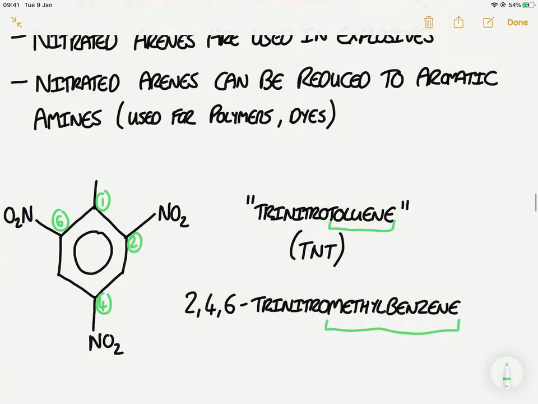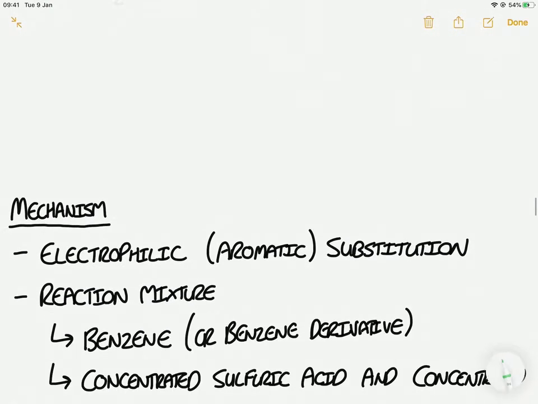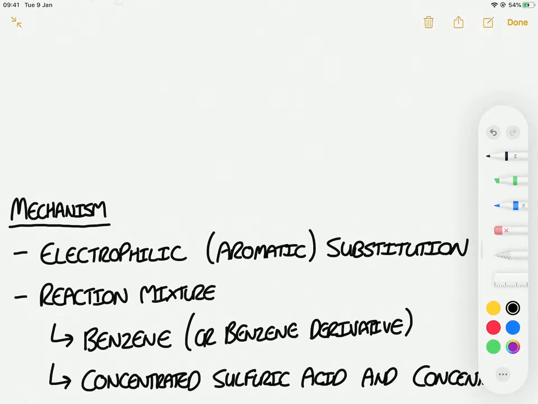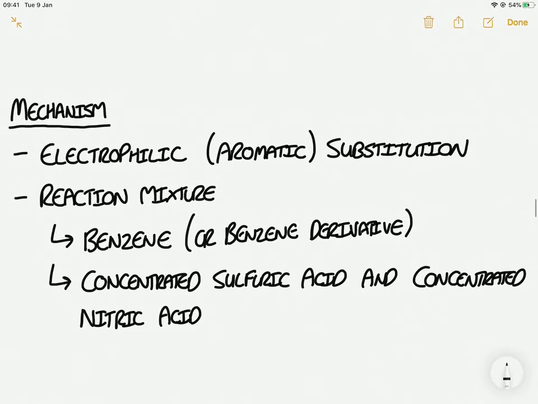So let's have a look at how the nitration reaction works. It occurs via a mechanism that we call electrophilic substitution, or electrophilic aromatic substitution it's sometimes called. The aromatic bit is not strictly necessary for naming the mechanism, so I've put it in brackets. To make this happen, you need a reaction mixture of benzene or a benzene derivative, like methylbenzene for example. Whatever your aromatic compound is, you then mix it with concentrated sulfuric acid and concentrated nitric acid.